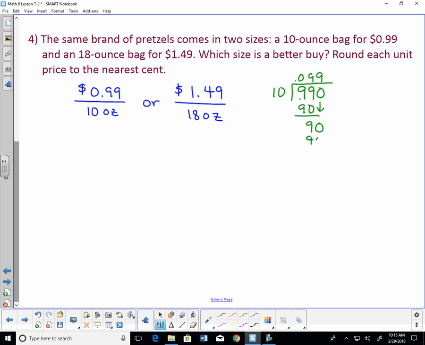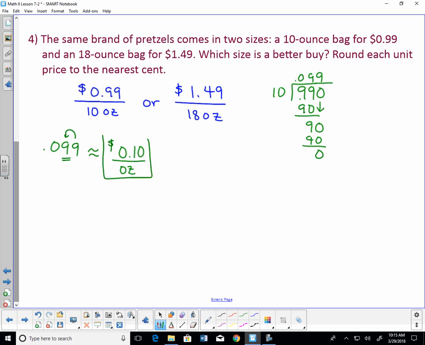So 0.099, rounding to the nearest cent means this would round to 10 cents per ounce. See how I did that? Make sure you go out to the thousandths place, so you can round back to the hundredths place to get to the nearest cent. So this one is 10 cents per ounce.